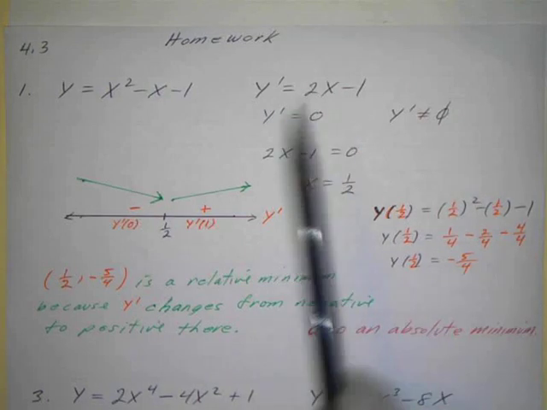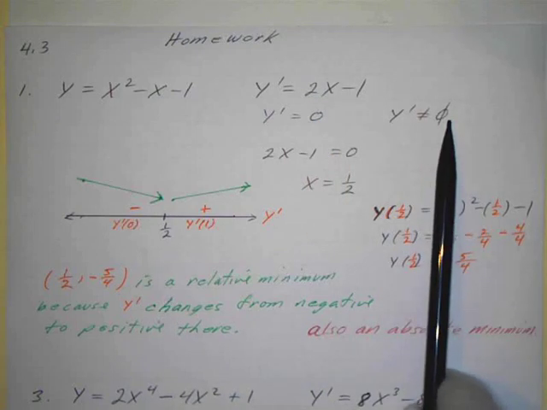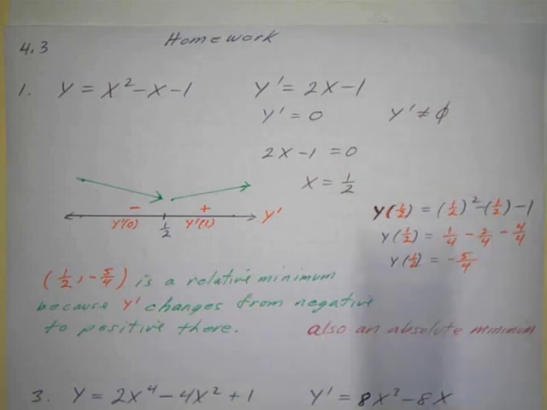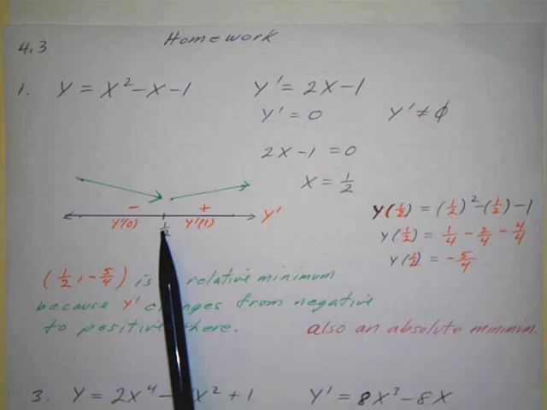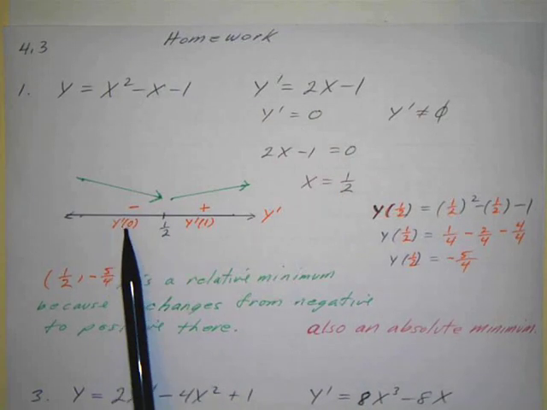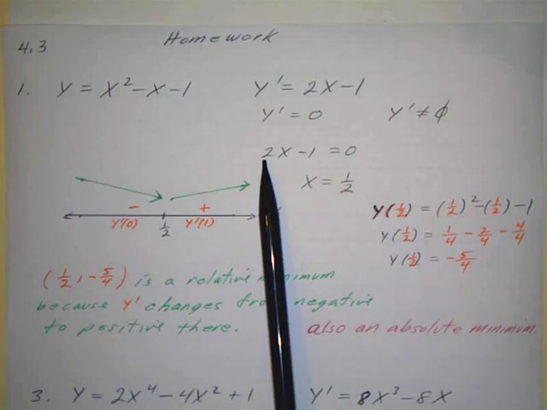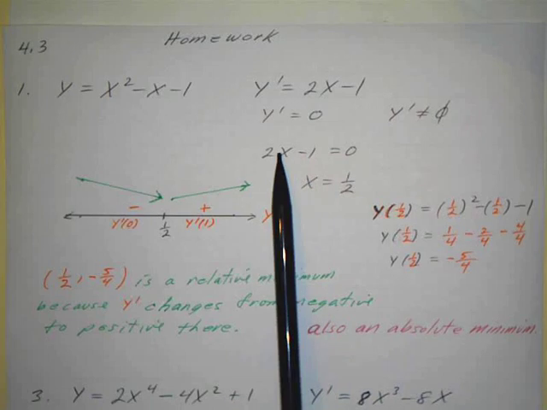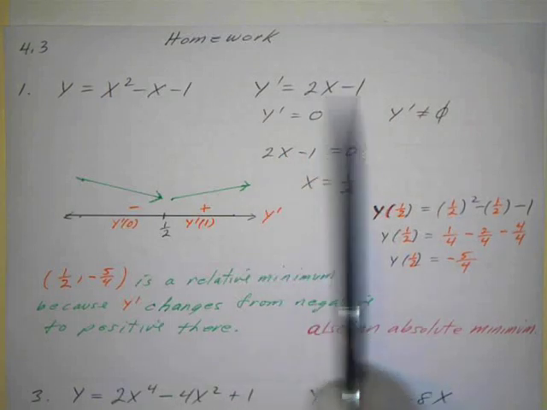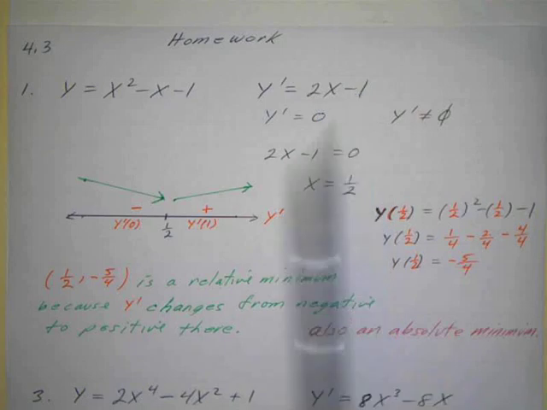Remember, whenever the derivative is either equal to 0 or undefined, that's a critical point, and that's where your relative extrema are going to happen. So at x equals 1/2, I check to the left. I can try 0, that's to the left of 1/2. If I put 0 in my derivative, 2 times 0 is 0, minus 1, I get a negative. And if I put 1 in there, 2 times 1 is 2, minus 1 is positive.